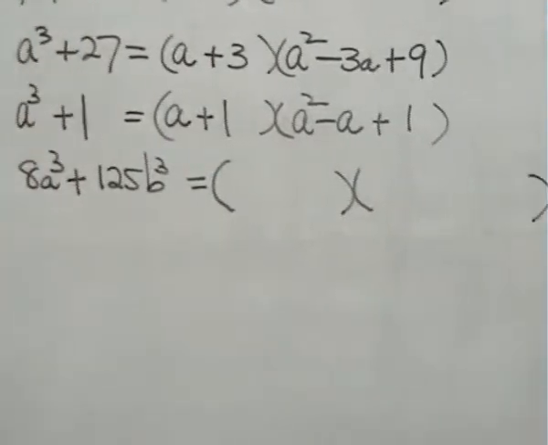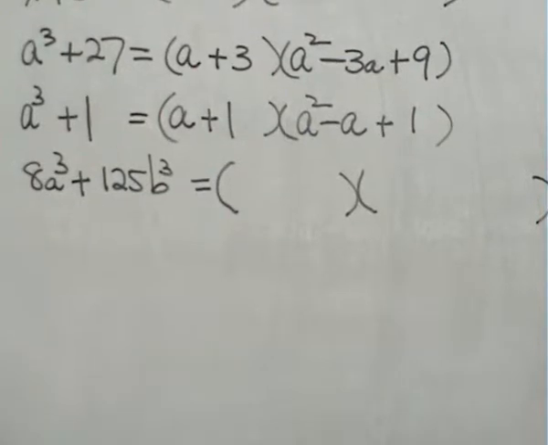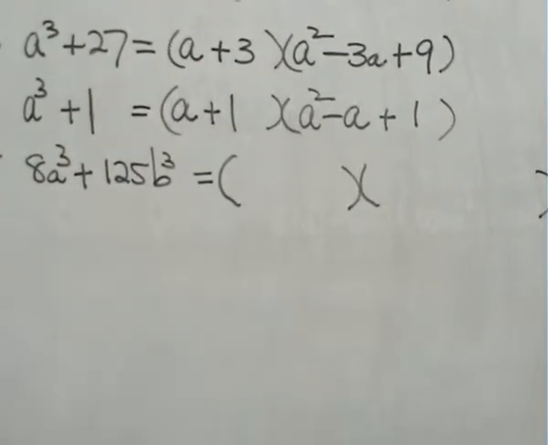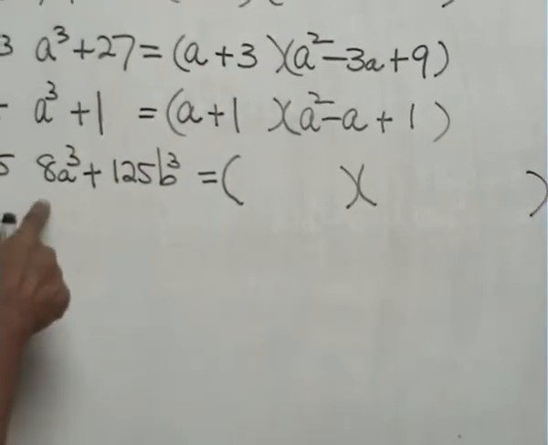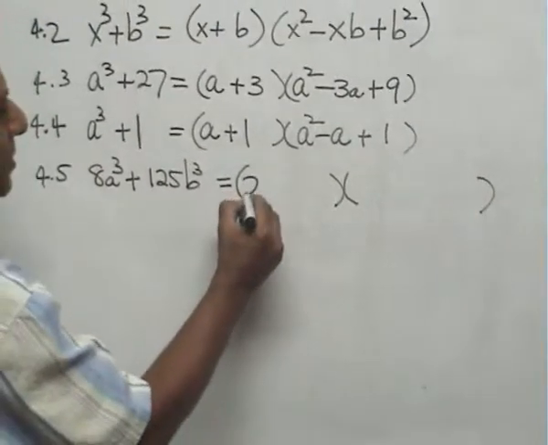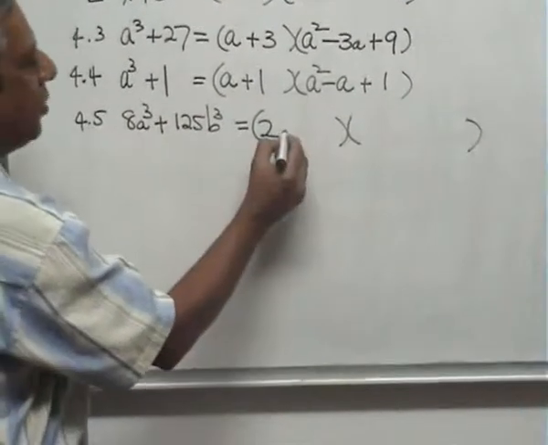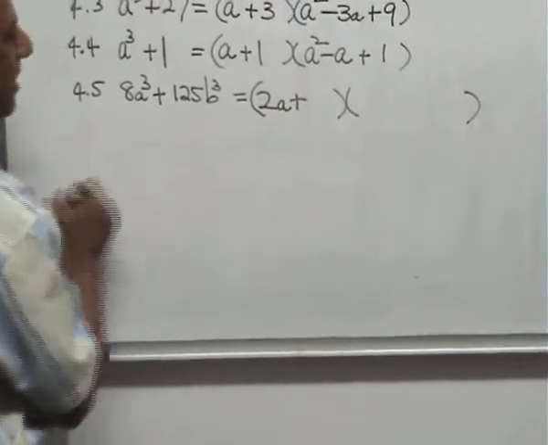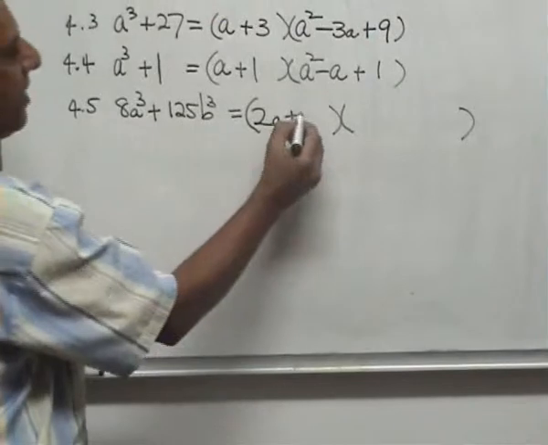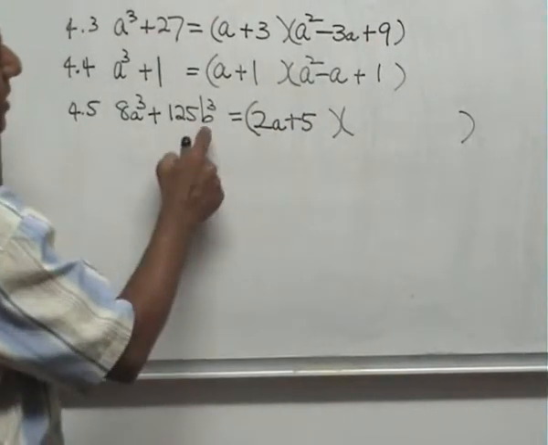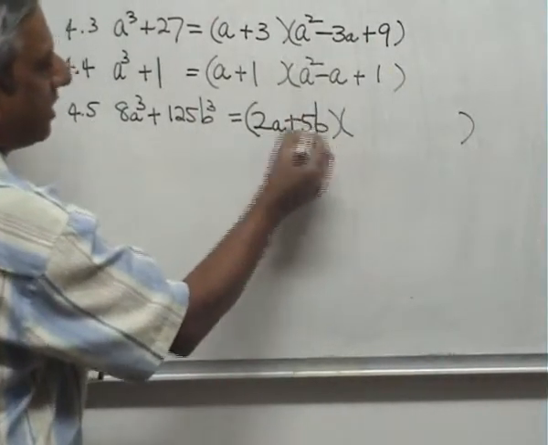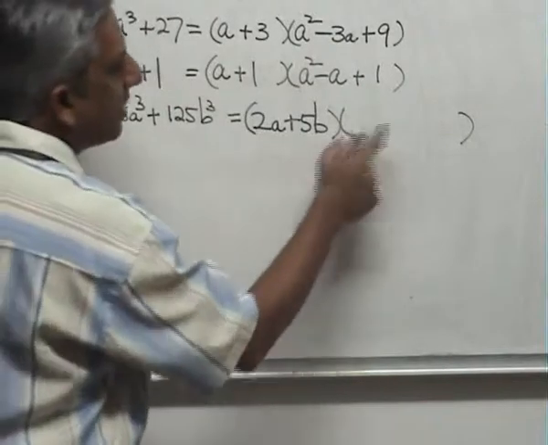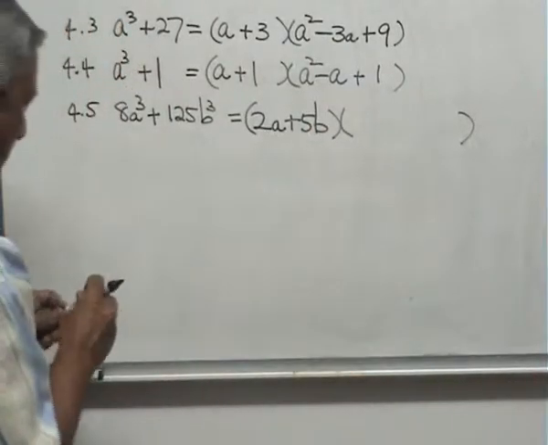Right, we'll do this slowly. So, the cube root of 8 is 2. Cube root of A cubed is A. If this is plus, then that will be plus. Cube root of 125 is 5. Cube root of B cubed is B. Once we got this, it will help us to get that.